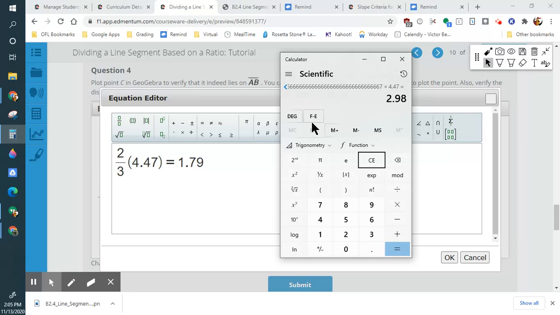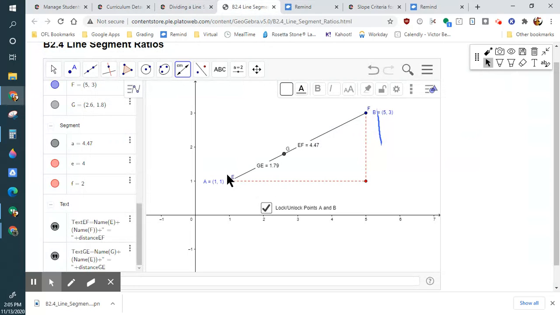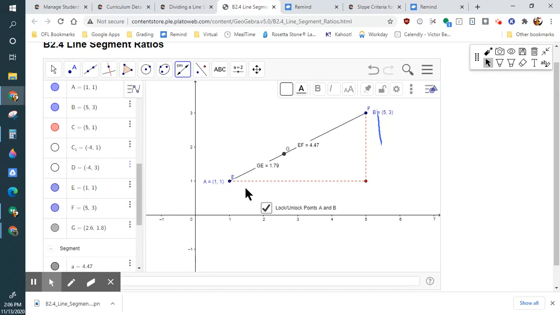So I have this. Did I plug in the right thing? 4.3, 2/3. All right, something's up here. GE. What's E? Where's point G? Where's point E? Okay, so point E is there. I don't know why they're calling it point E. That's a little strange. It still works though. Okay, so that E to F.